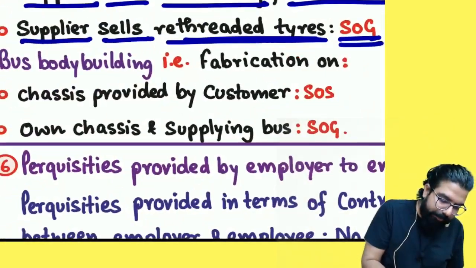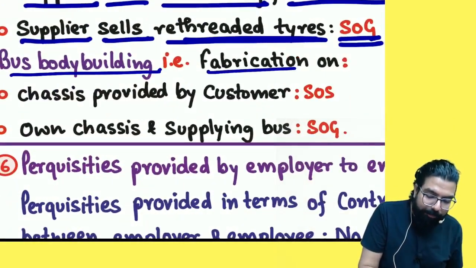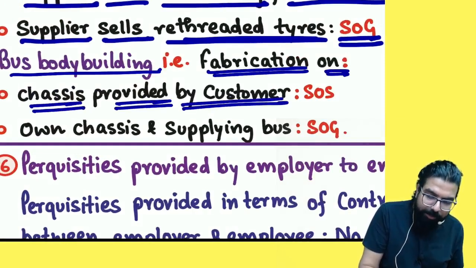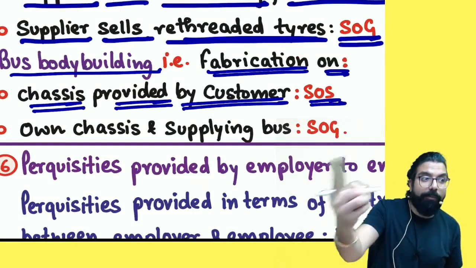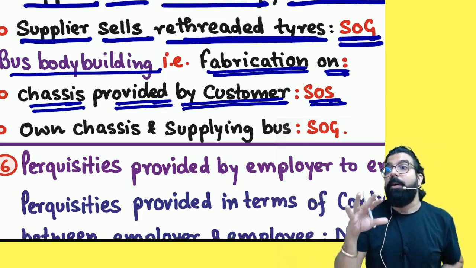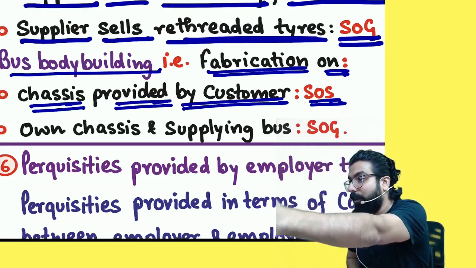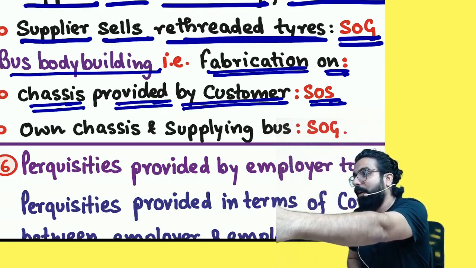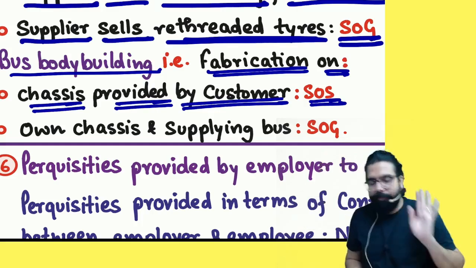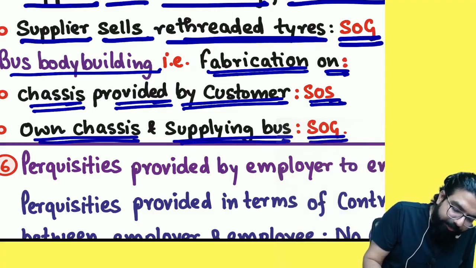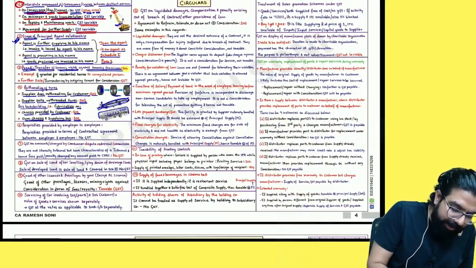Everyone over here. Bus bodybuilding, that is fabrication on chassis provided by customer, then I am doing job work for him. I am doing what? People, treatment or process for some other person on some other person's good is always known as job work. It's always a supply of service. If my own chassis and I am supplying bus, then it is supply of. Please tell me, are we clear with this?